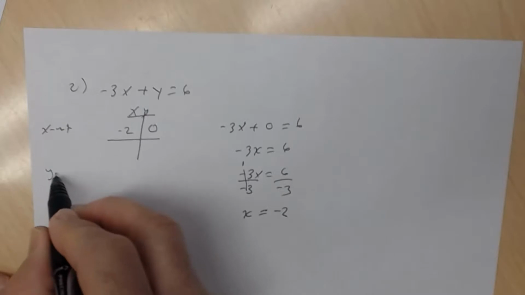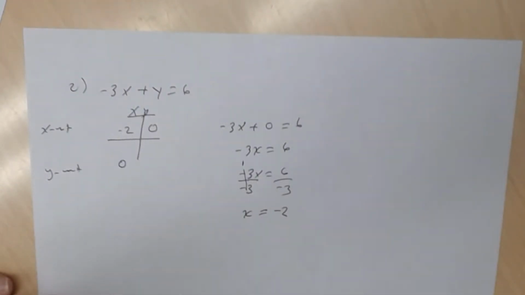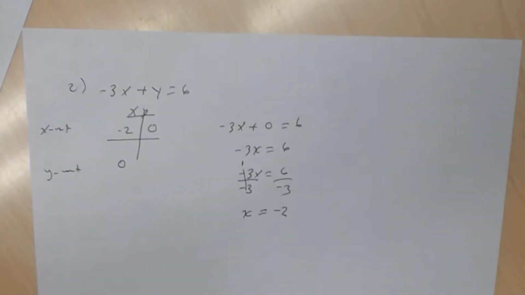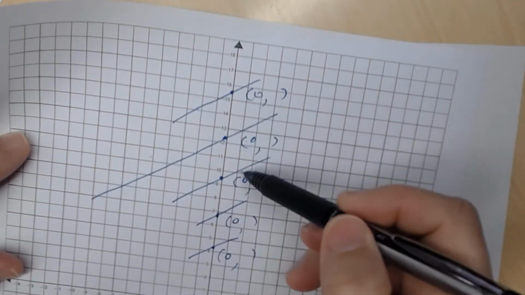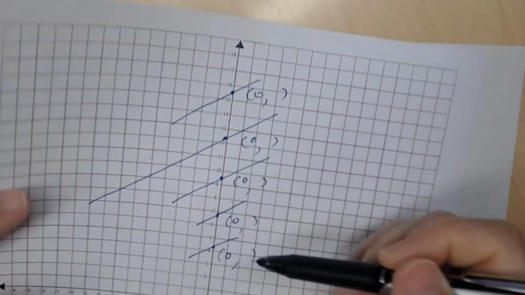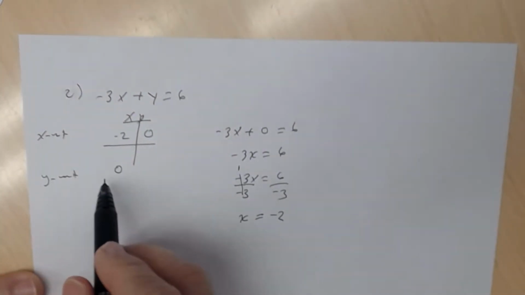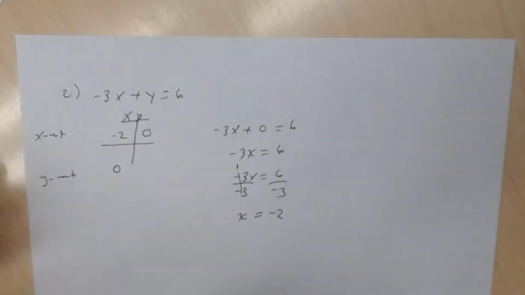Now let's find the y-intercept. To find the y-intercept, you're going to let x be 0 this time. Because remember, wherever the graph crosses the y-axis, the x-coordinate is 0. So if I want to find the y-intercept, I let x be 0. So in the equation, wherever I see the variable x, I plug in 0.